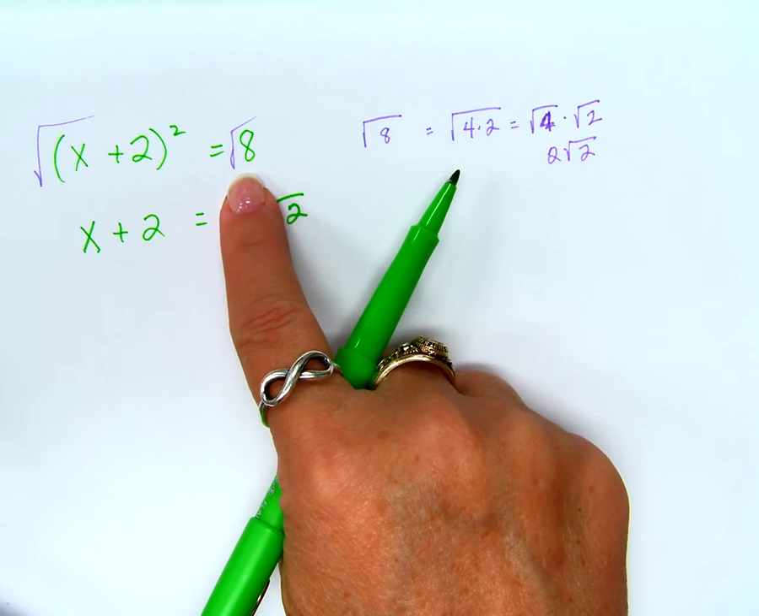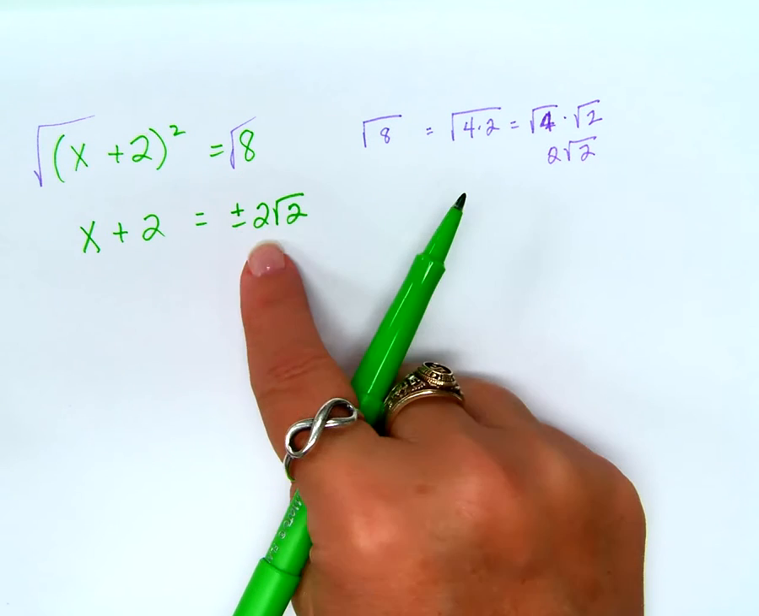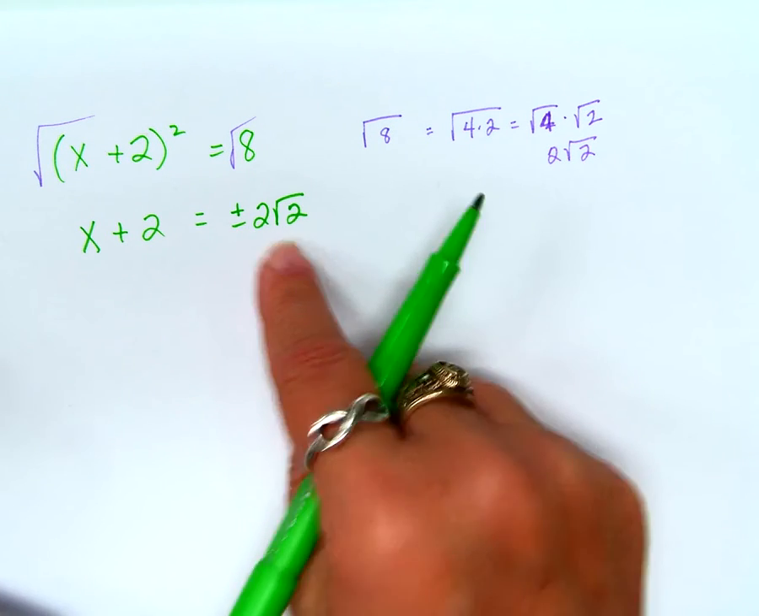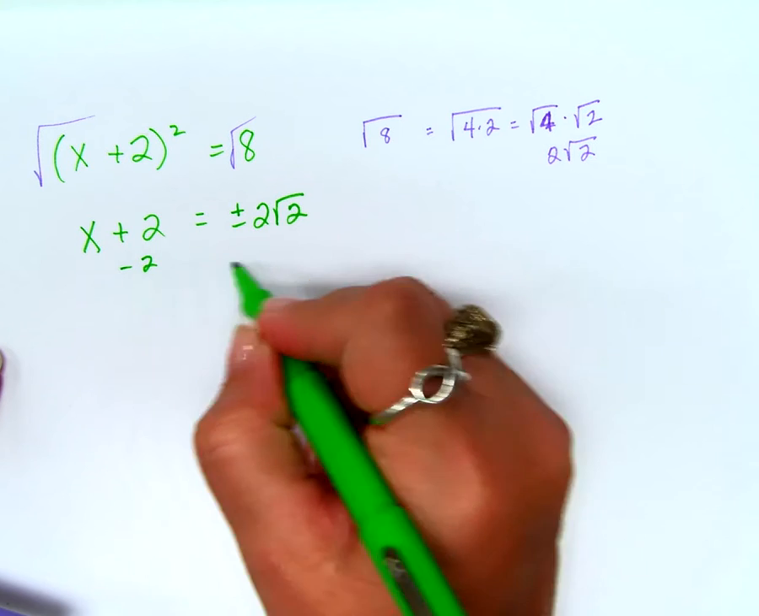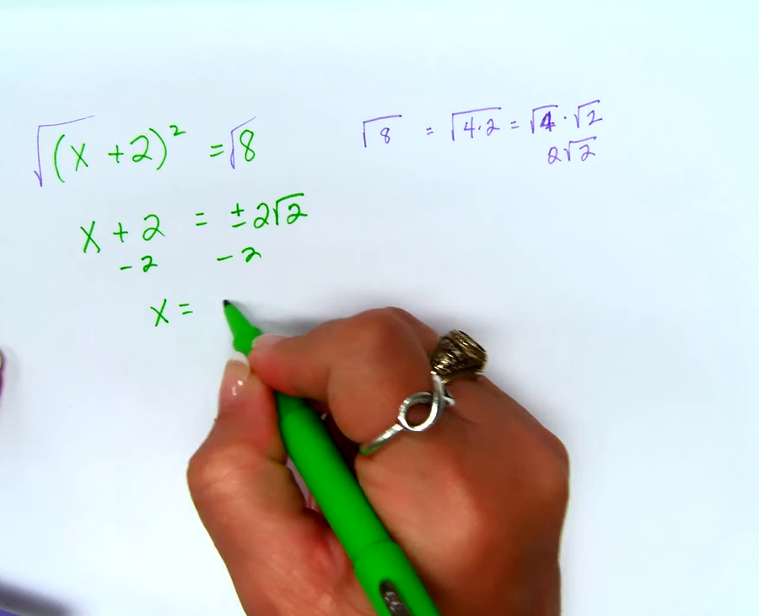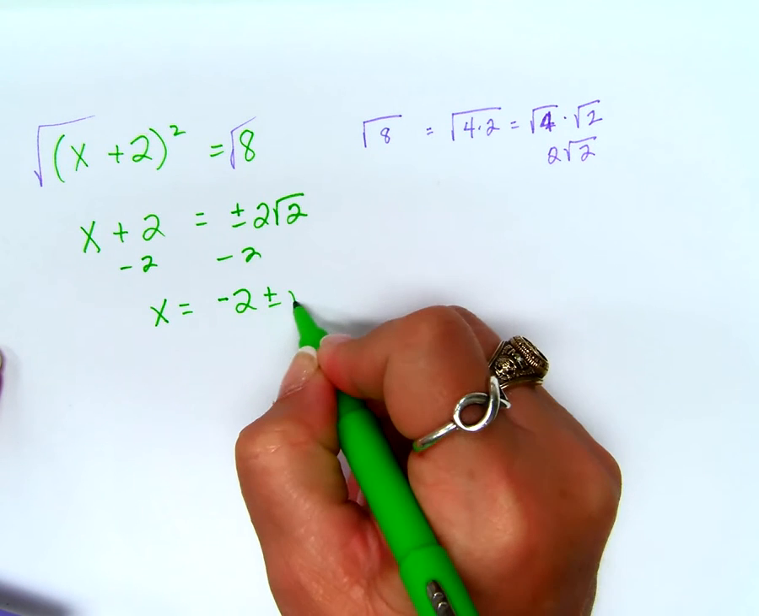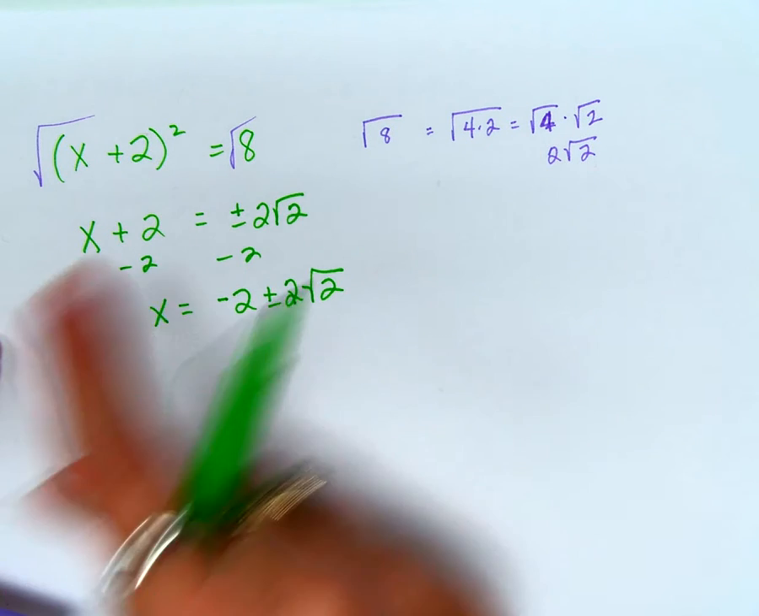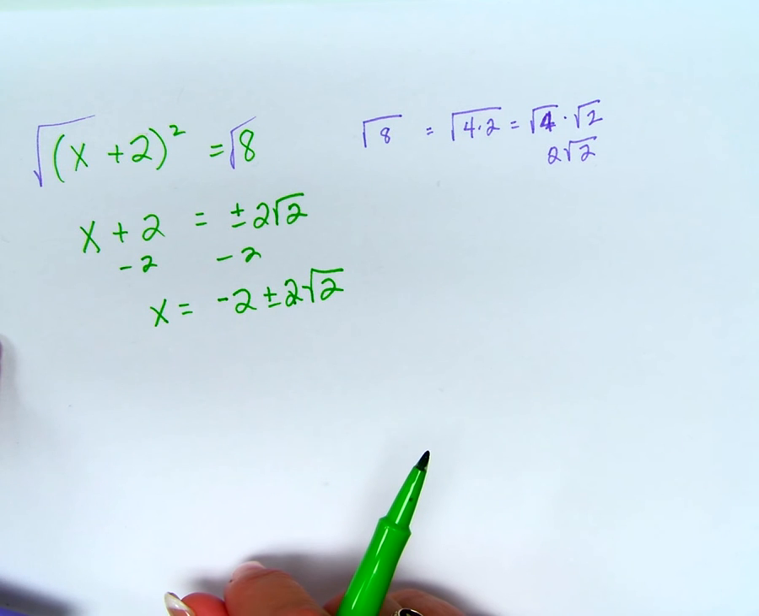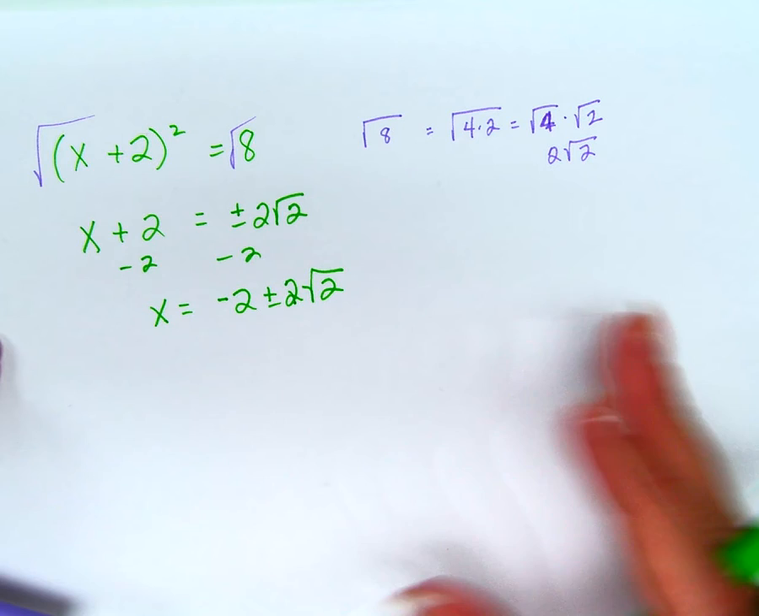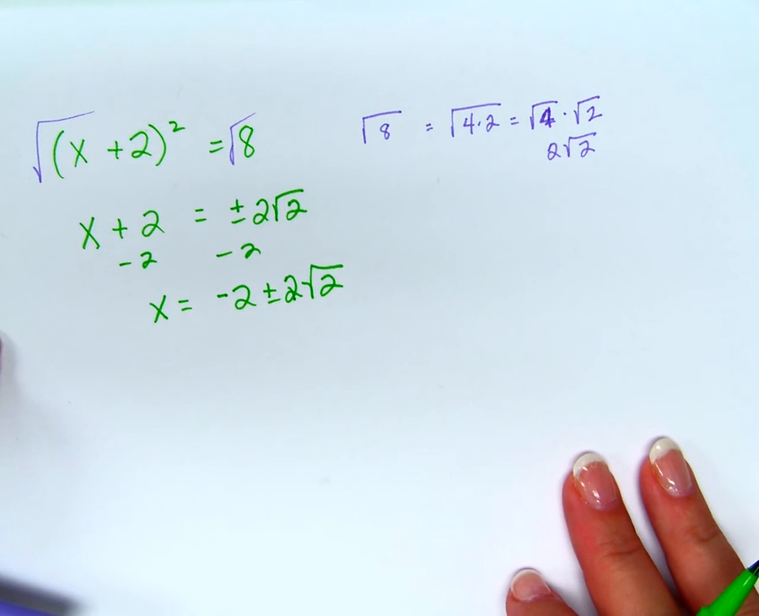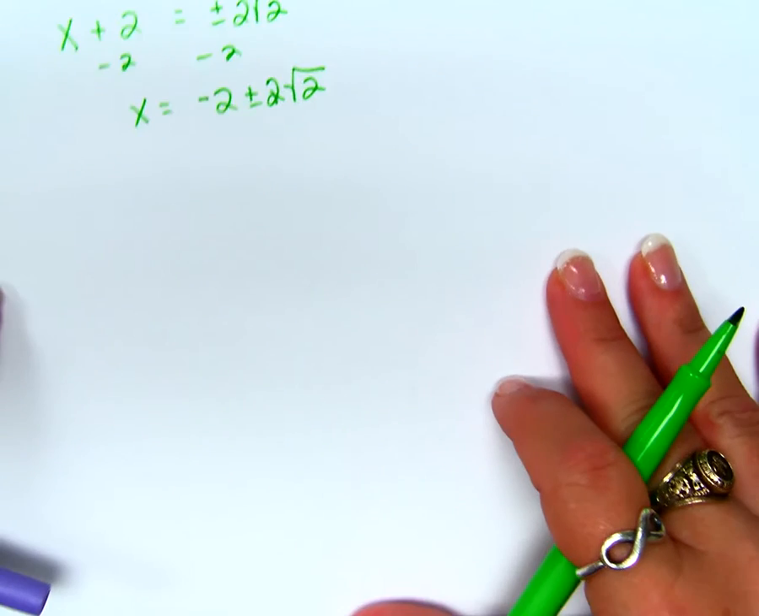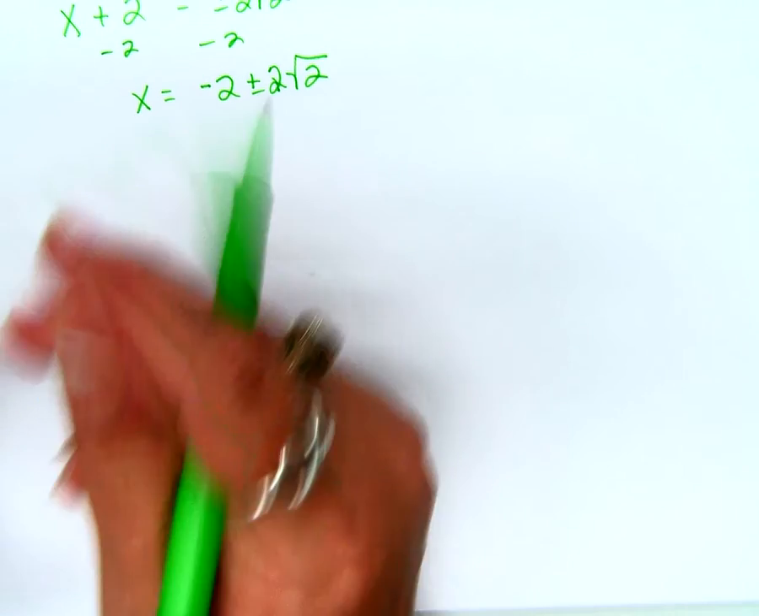I'm the one that put the root sign in here, so I've got to remember the plus or minus, right? So when I subtract 2 from both sides to solve for x, I just get x = -2 plus or minus 2 root 2. That's a way to solve it using square roots. Yes? Okay.